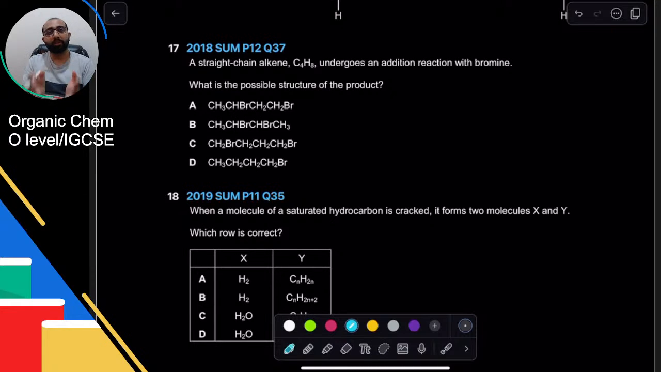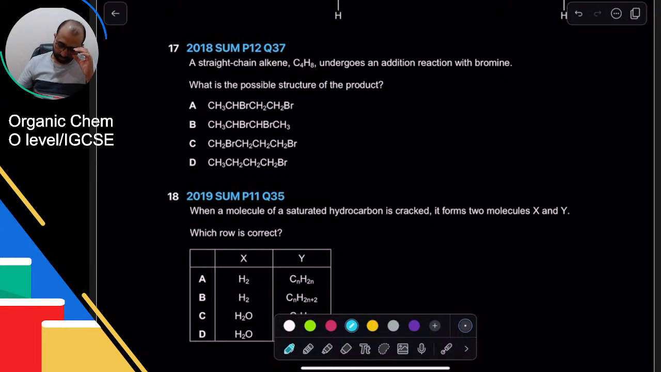It has to be on 2 consecutive carbons. Why? Because the double bond is broken down. Each carbon gets a bromine. Remember, addition reaction is when the double bond breaks down and each carbon gets something. In this case, the carbons have to be connected. They have to be together to get the bromine.